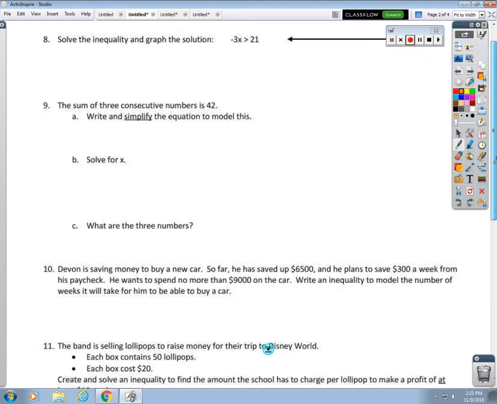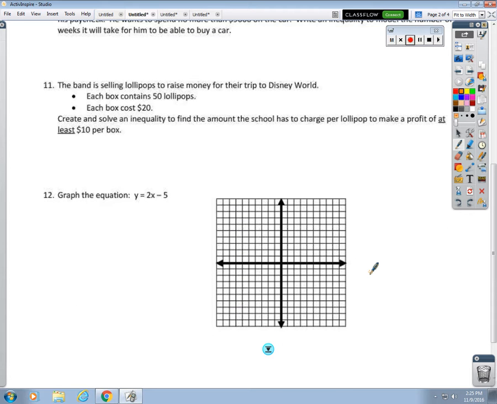raise money for their trip to Disney World. Each box contains 50 lollipops, and each box costs $20. Create and solve an inequality to find the amount the school has to charge per lollipop to make a profit of at least $10 per box.